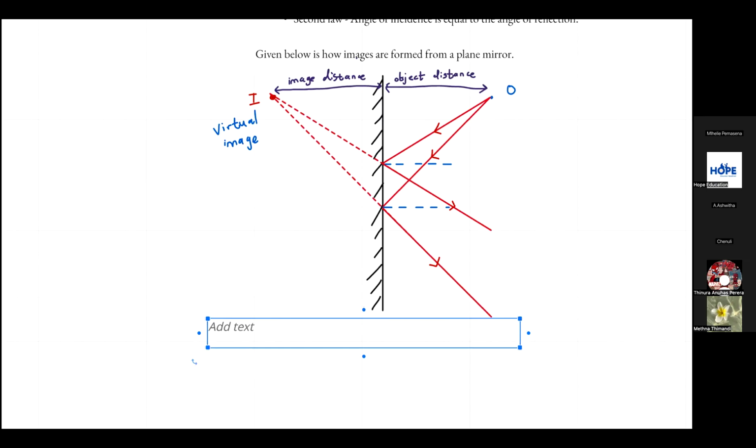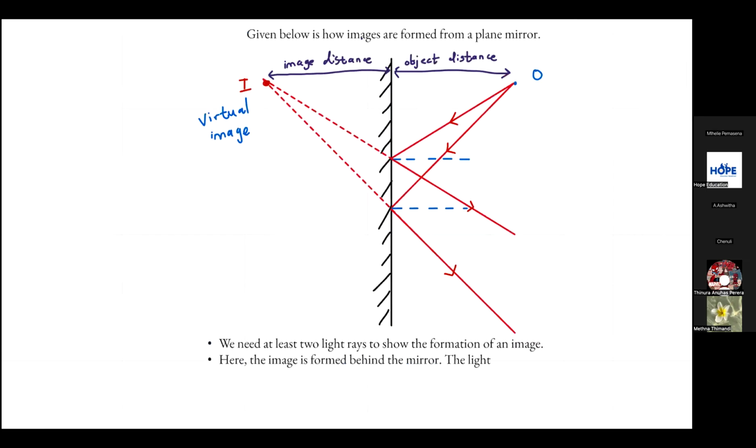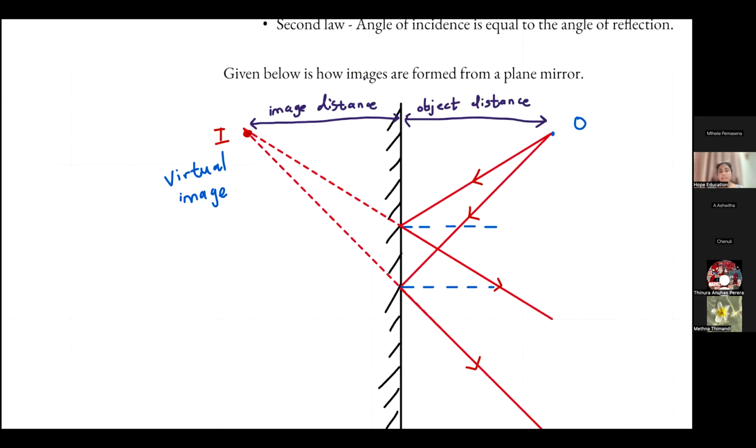I have a question. Now, this is where the image is, no? Do light rays actually go inside the mirror? No. Because remember, the mirror is an opaque object. It's opaque. It's not transparent.